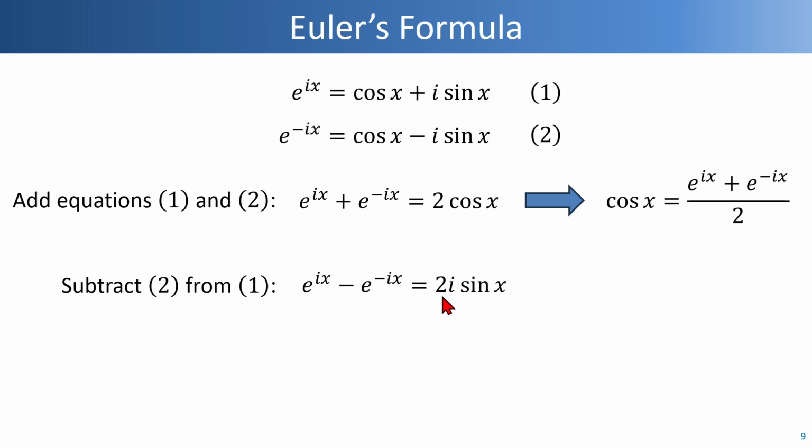Last, we just divide both sides by 2i. Sine of x is therefore equal to e to the ix minus e to the negative ix, divided by 2i.